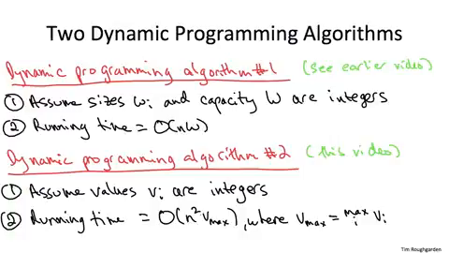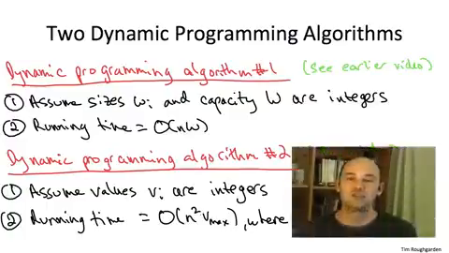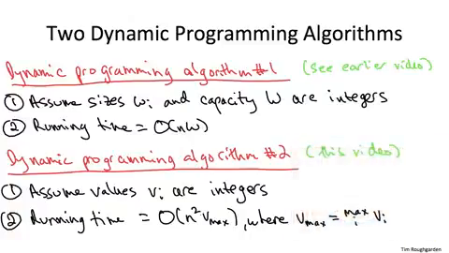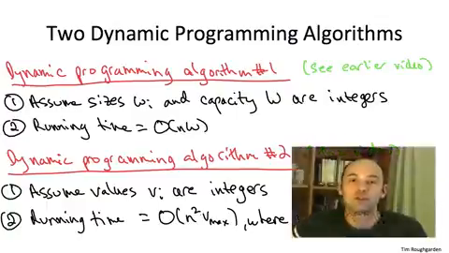For the first algorithm, think of W as an upper bound on the largest total size that a feasible solution might possess. In the second algorithm, think of n times Vmax as an upper bound on the maximum total value that any feasible solution might possess. In the first algorithm, we're focused on size. In the second algorithm, we're focused on value. And in either case, the running time is the maximum quantity that we have to worry about times the number of items n.